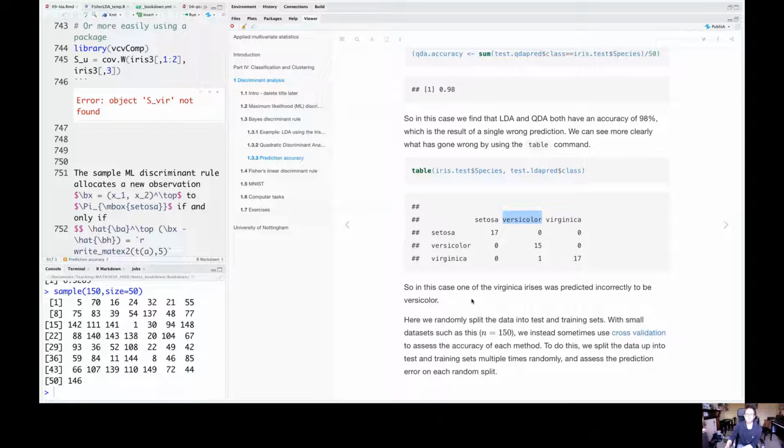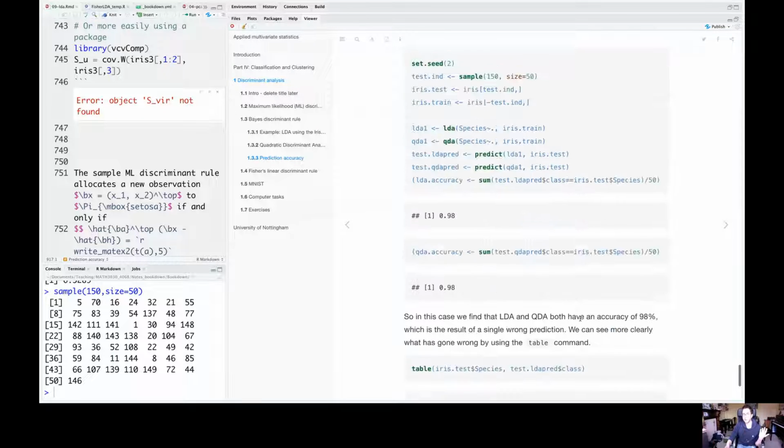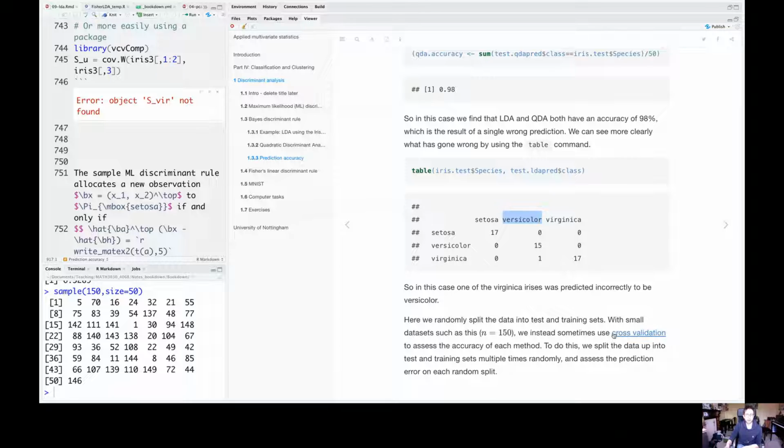Okay. And in general, we do this kind of thing all the time, but sometimes we do something called cross-validation, where we do this split into test and training data sets many times. So instead of just doing it one time, we might make multiple splits into test and training data sets. But cross-validation is not a topic for this module. You've hopefully seen it in a machine learning module or another module you can take.